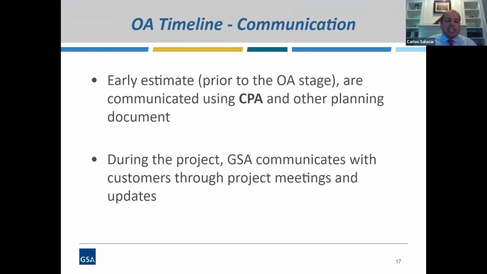Rest assured that while GSA is changing the timing of when we create and send OAs to right before award, we understand there's still a need to communicate project information to you right from the outset of the project. So this will happen initially through the CPA, that client project agreement. And during the project, we'll keep communicating with you the latest costs and other project info through project meetings and updates. There is a GSA team working on standardizing what that project communication will look like so that you can know what to expect with the latest and greatest info on your project.